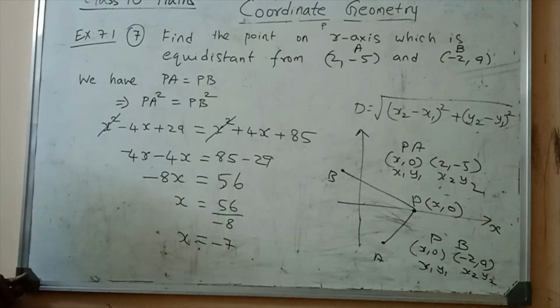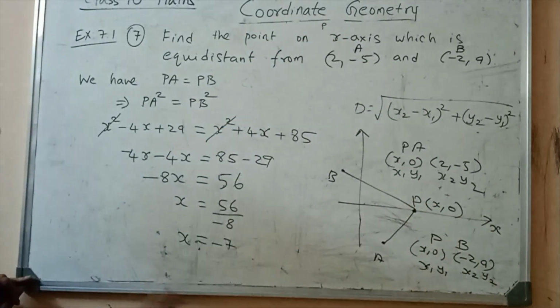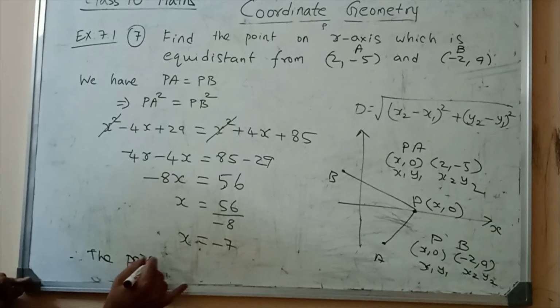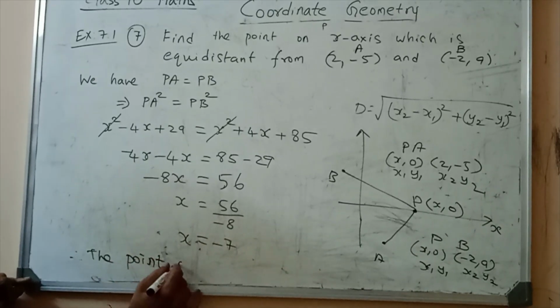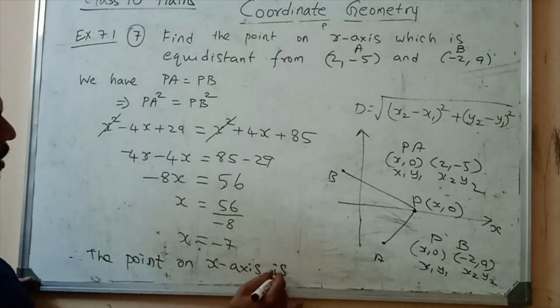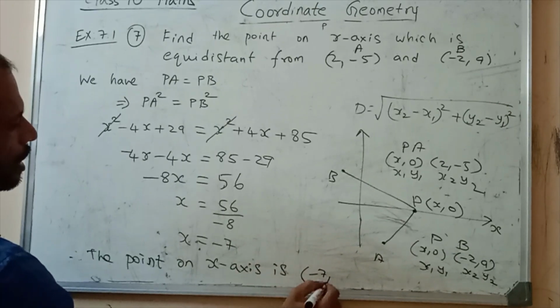Therefore what you need to get? The point on the x-axis. It is x comma 0. Therefore the point on x-axis, x value I have to substitute here, minus 7. So minus 7 comma 0.